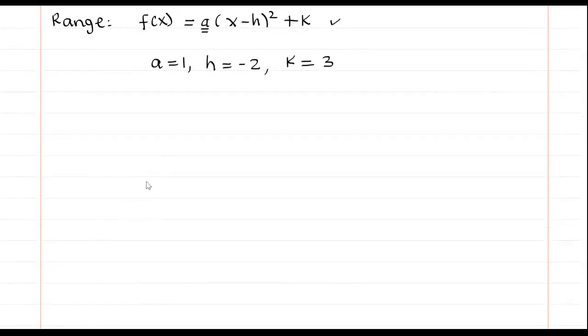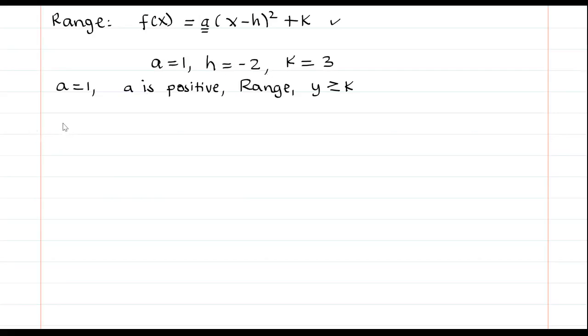Now, from here, what do you see? We can see clearly that our a is 1. That means it is positive. We said if a is positive, then our range is y more than or equal to k. So we don't need to even look for k because k is given in the function already. k, which is the y coordinate of the vertex, is 3.